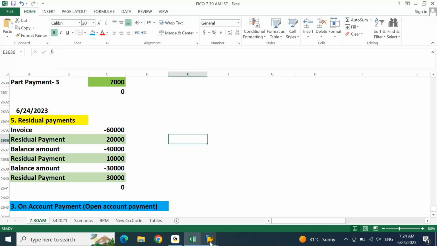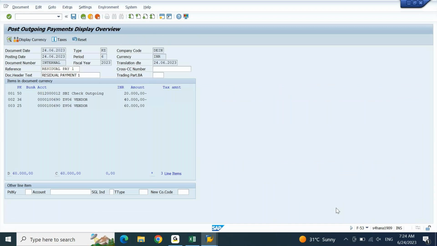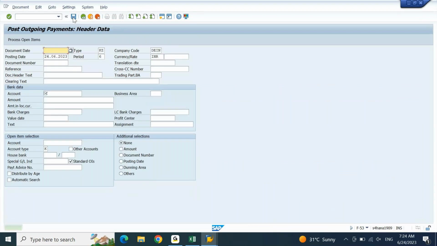After posting this entry, the current outstanding is 60,000. If you make a residual payment of 20,000, your vendor account is supposed to show a 40,000 balance. Correct? Let me go to this document simulation and I'll try to post this entry. Now this entry has been posted.